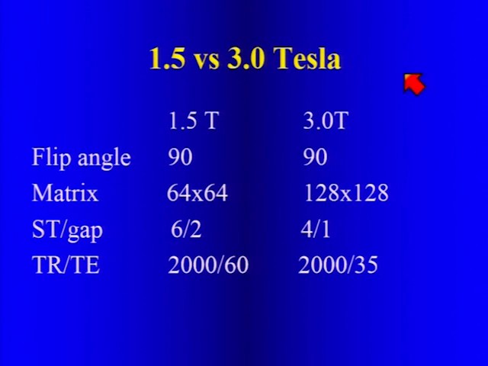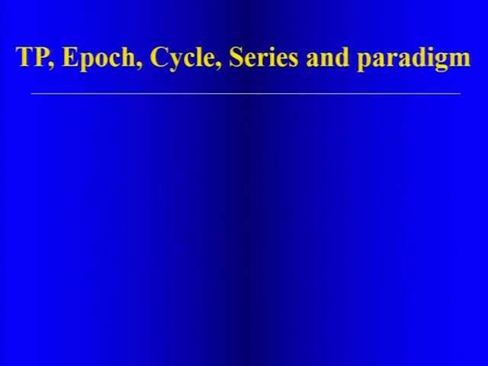3T versus 1.5, I will tell you, we do it at both. The pulse sequence isn't a whole lot different. The TE is a little less. We keep all of our TRs at 2. And I think that for most of our clinical work, we haven't seen a big difference between 1.5 and 3T.